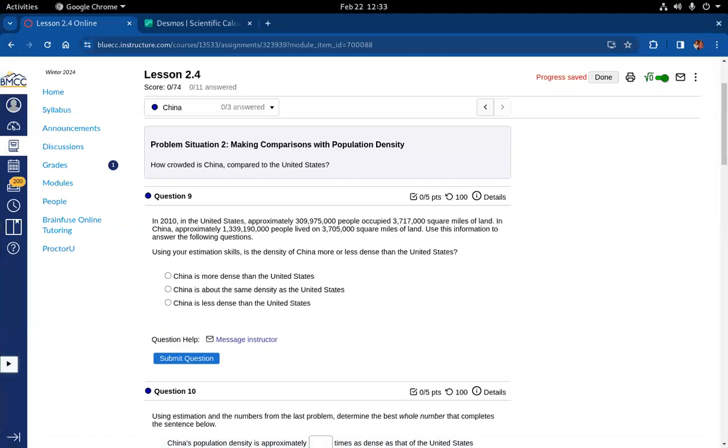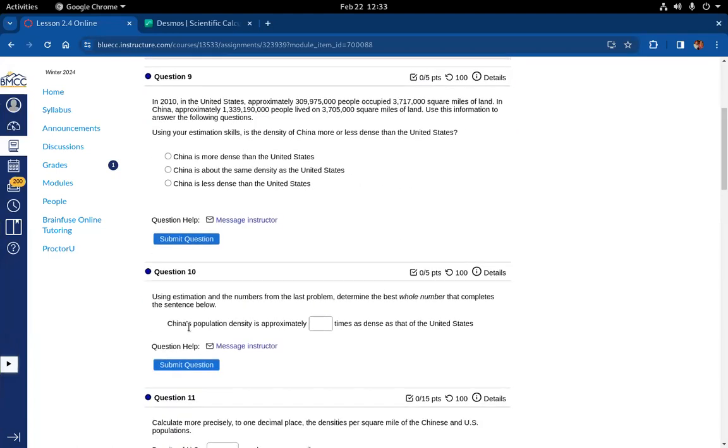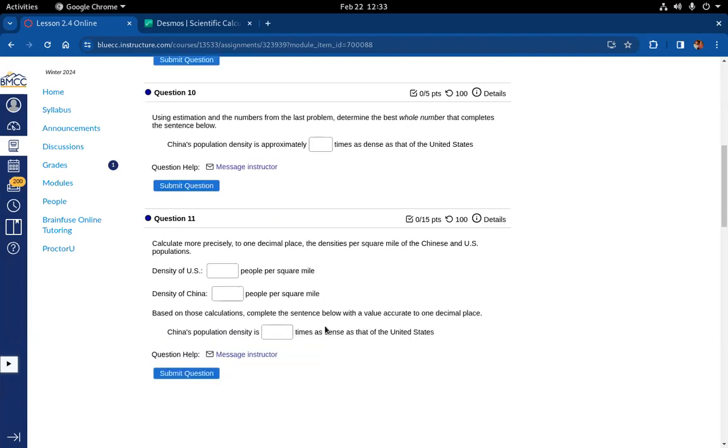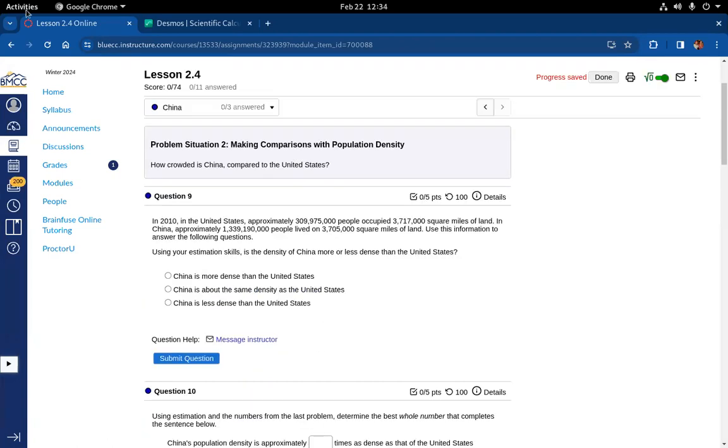For this last part of lesson 2.4, we're going to compare China and the United States. We're given some information here about the population and land area back in 2010, and we want to use our estimation skills. Is China more or less dense than the United States? Then we're going to estimate how many times different they are, and then we'll actually do the calculations. So let's get busy.